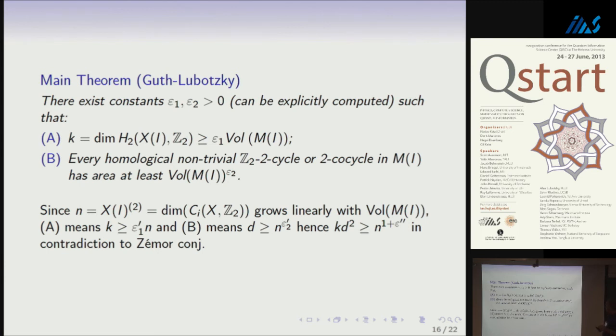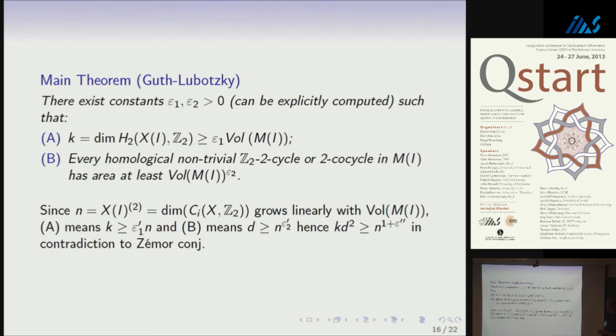The distance is not so good, but it's not terrible. For every homologically non-trivial Z2 2-cycle or 2-cocycle, and it's enough to prove it for 2-cycles, since by Poincare duality you get the other automatically, the area is at least the volume to the epsilon 2 power. If I could take this epsilon 2 and put it in front, then we'd be winning. But unfortunately I cannot.